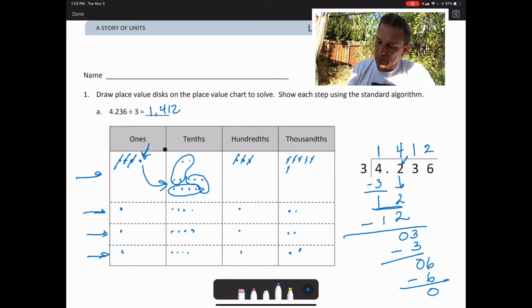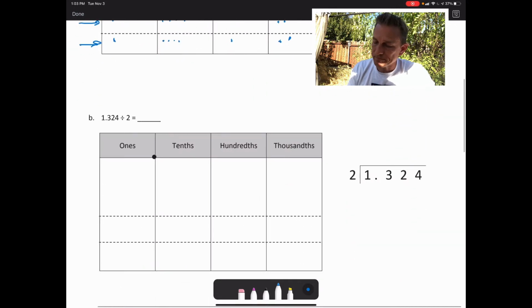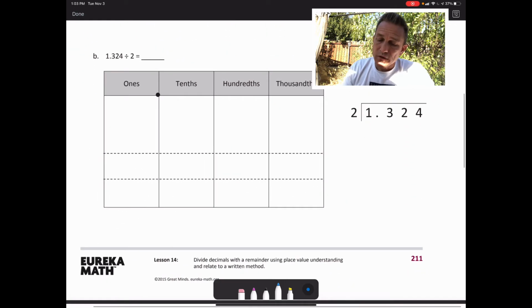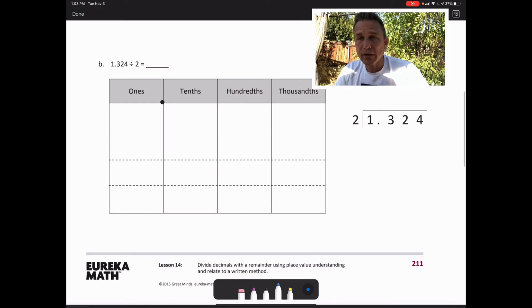All right, let's take a look at the next one. Start off by putting your dividend into the place value chart. So we have 1 one, 3 tenths, 2 hundredths, and 4 thousandths. Okay, we're going to divide it by 2.